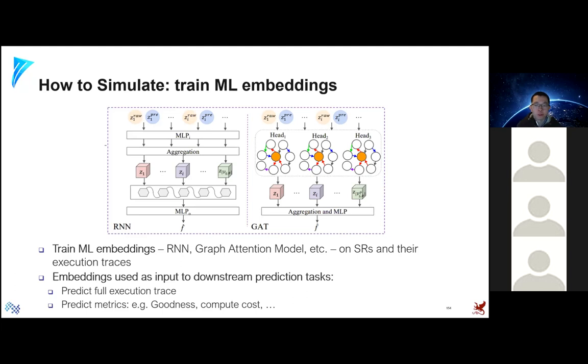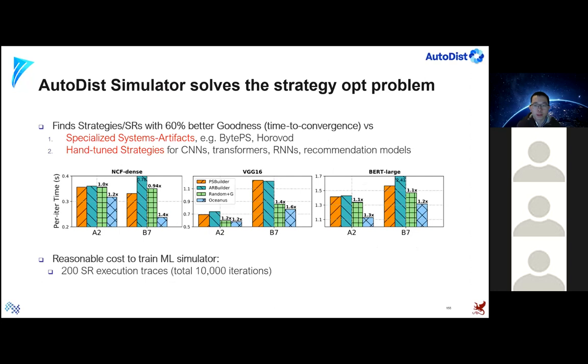We did a few experiments using a small amount of trial data, like 200 trials. We can train a pretty good simulator, and we found that the ML simulator can find strategies up to 60% faster than Bad PS, Horovod, or even other specialized systems on various machine learning models and cluster settings.